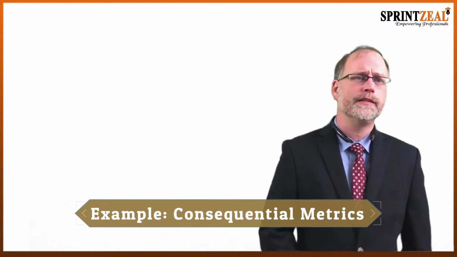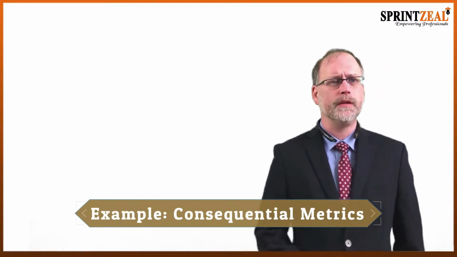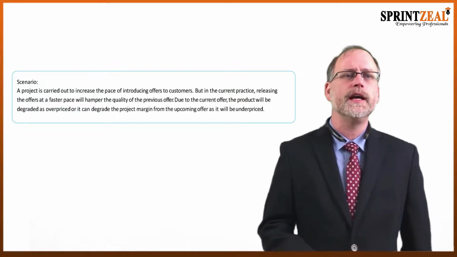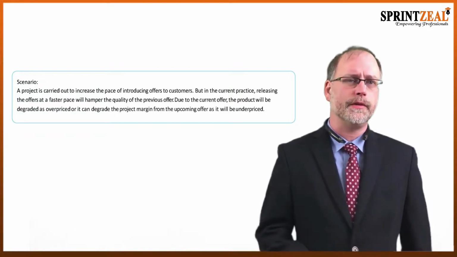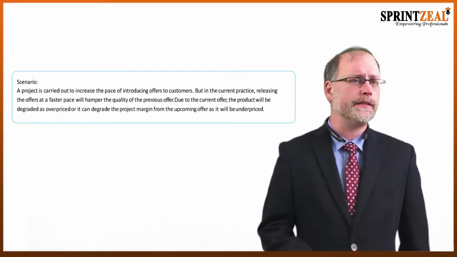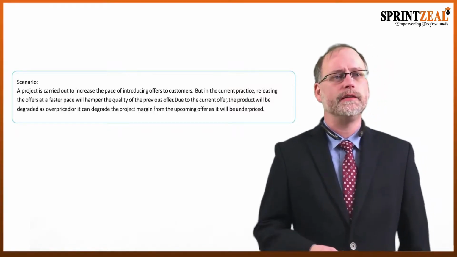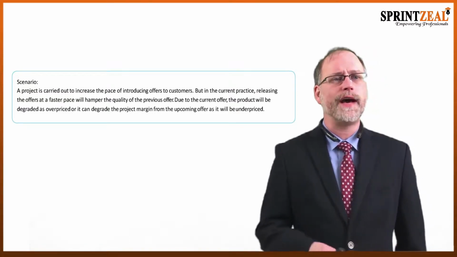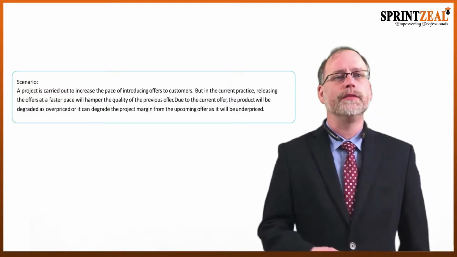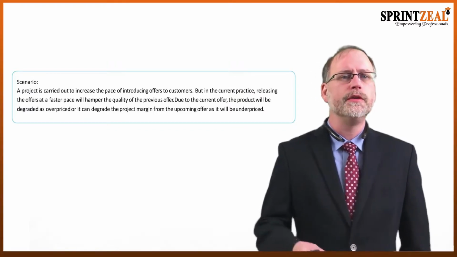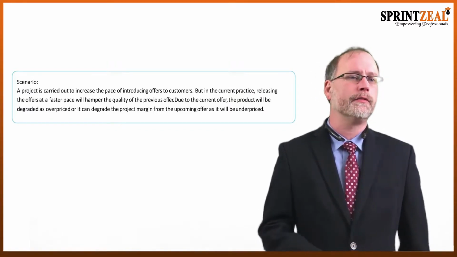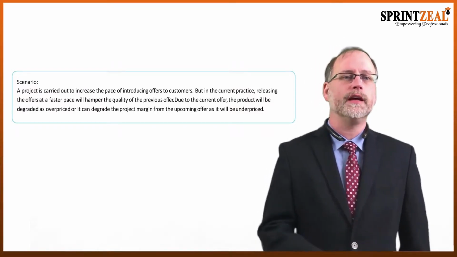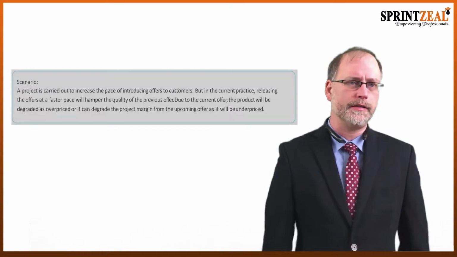So let's go through an example of consequential metrics. Now in this particular scenario, a project is carried out to increase the pace of introducing offers to customers. But in the current practice, releasing the offers at a faster pace will hamper the quality of the previous offer. So due to the current offer, the product will be degraded as overpriced, or it can degrade the project margin from the incoming offer, and it will be underpriced.